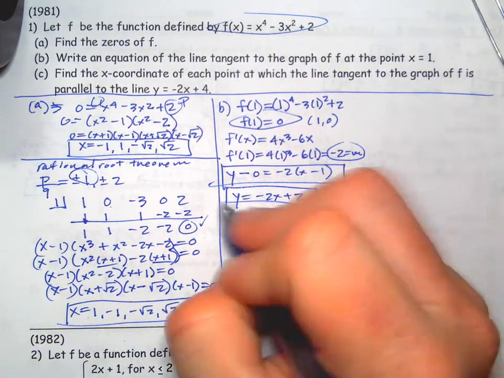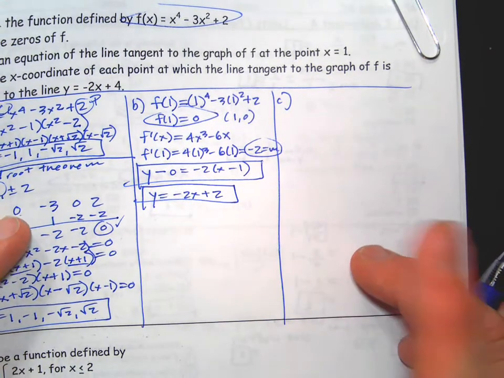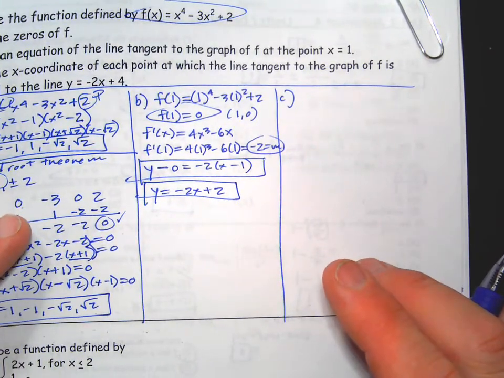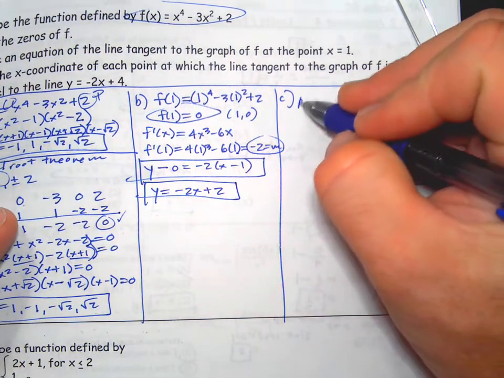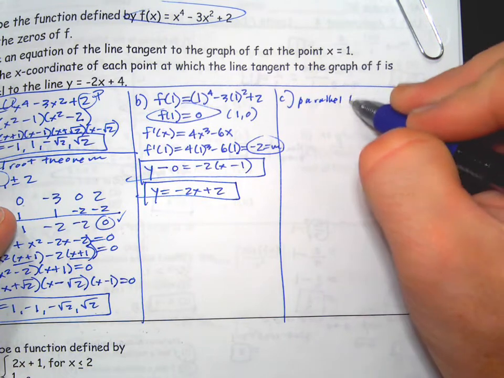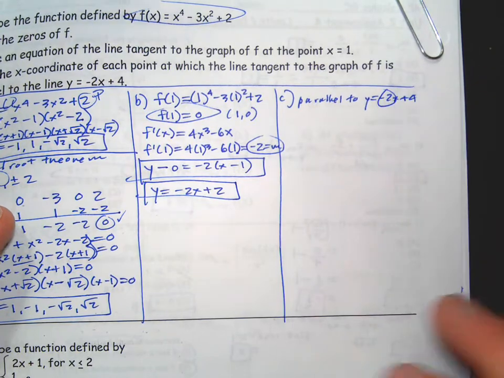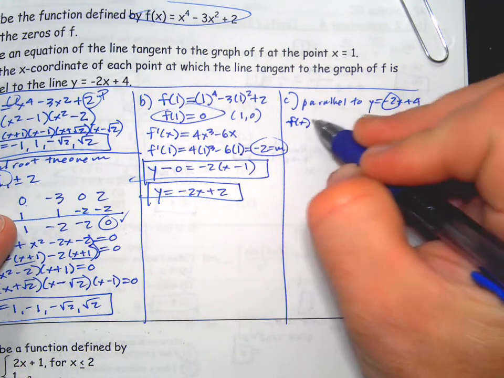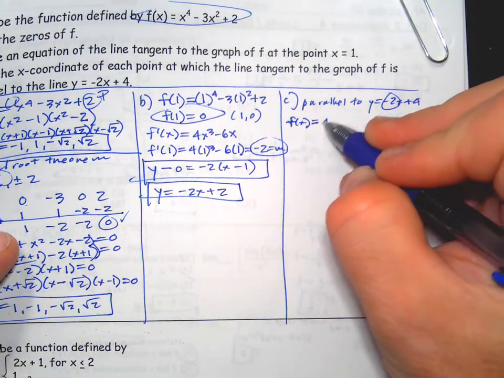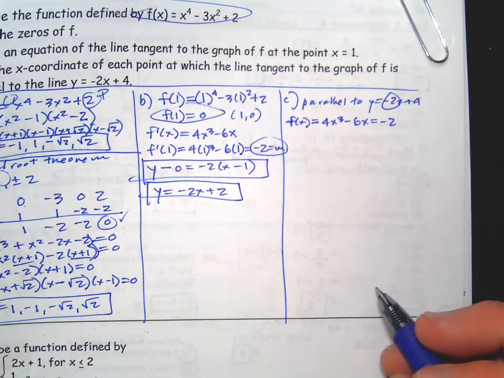Either one. Okay. And then C says find the x-coordinate of each point on the line tangent to the graph of f at which the line tangent to the graph is parallel. So we want it to be parallel to y equals -2x plus 4, which the main thing is, that means we need the slope to be -2. So we're going to take that derivative that we just found somewhere earlier, last problem, 4x cubed minus 6x, and we're going to set it equal to -2, and we're going to solve this.